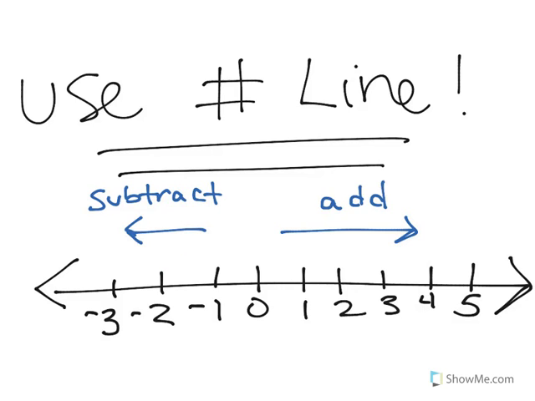Please make sure you're using that number line. Please remember when you're adding, you're going to the right. When you're subtracting, you're moving to the left. So picture that number line in your head, and eventually with more practice, the easier adding integers is going to be.